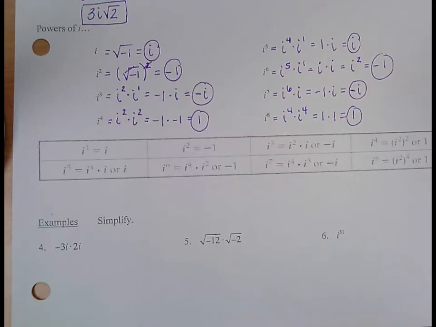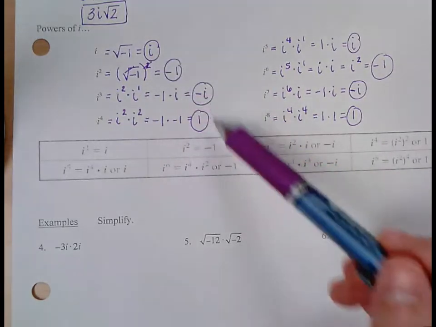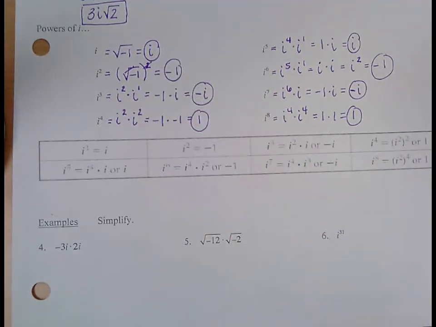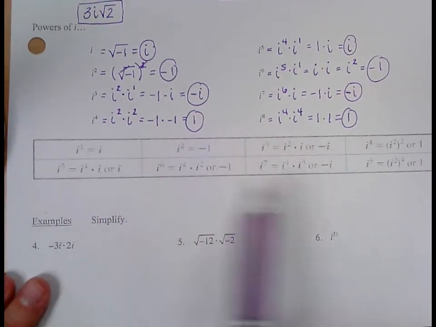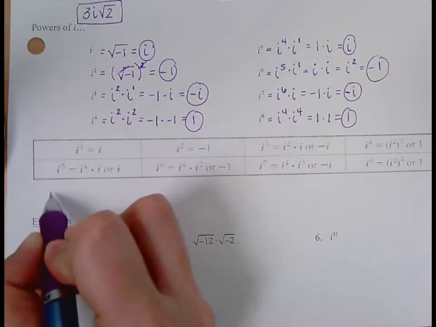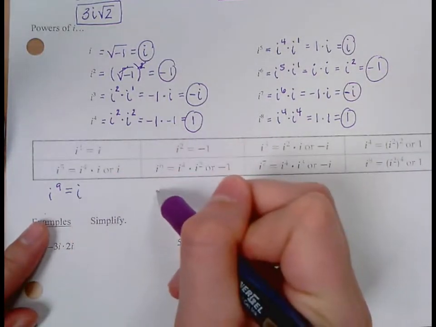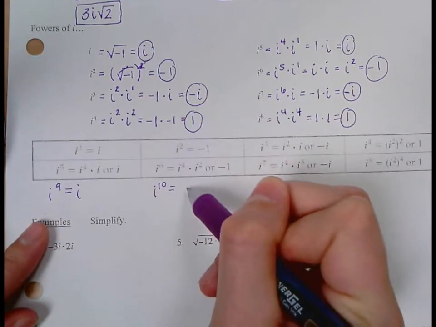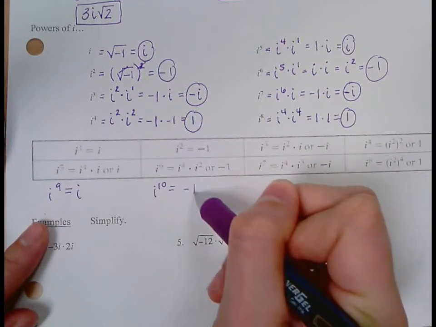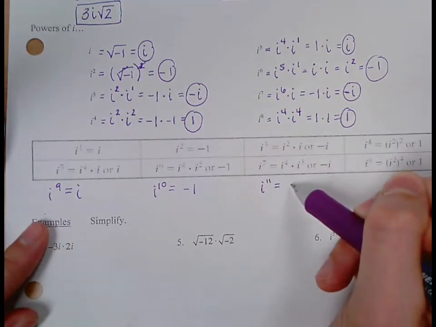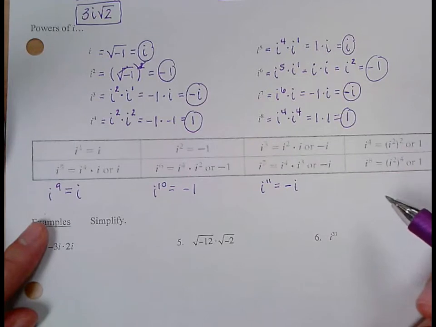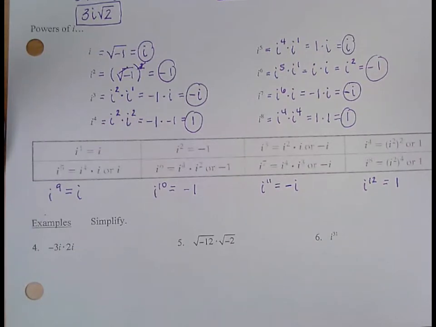i, -1, -i, 1. So you either need to know the first 4, know the pattern, or know how to find those first 4, because if you know the first 4 powers of i, you can find any power of i. So this table also lists those first 8 powers. If we were to extend it, what would i to the 9th power be if we were to keep going? i to the 9th would be i. i to the 10th would be what? -1. i to the 11th, -i. i to the 12th would be 1, and that just keeps repeating.